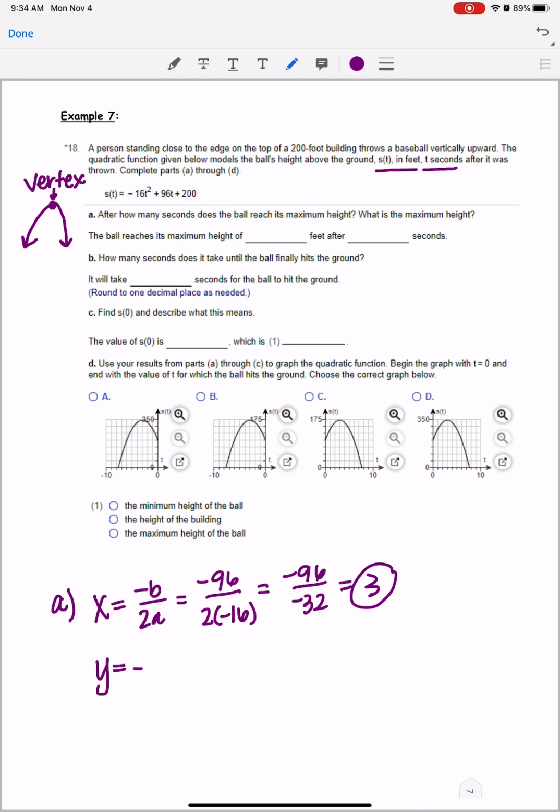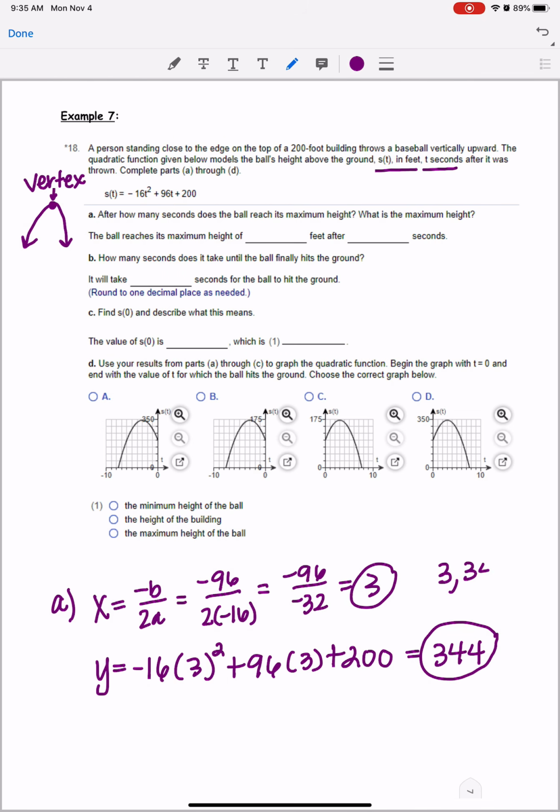So I've got negative 16 times 3 squared plus 96 times 3 plus 200. I replace this t and this t with what we found. So when you plug all of that in, this is calculator work, you're going to get 344. So that's my vertex. My vertex is (3, 344).